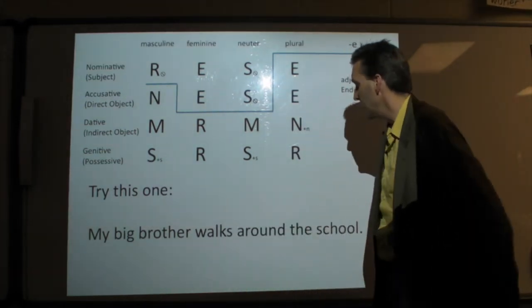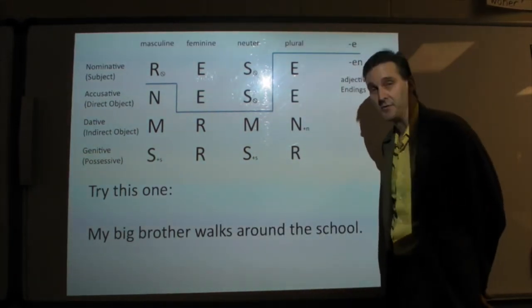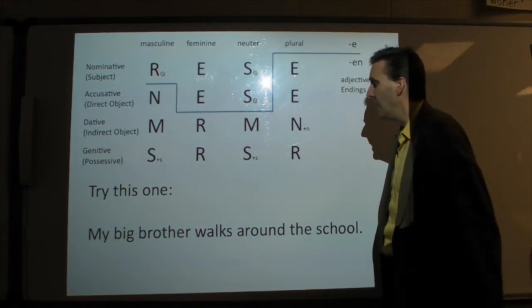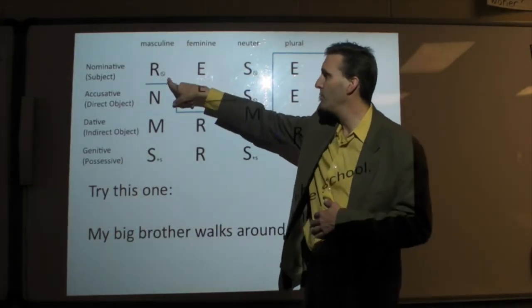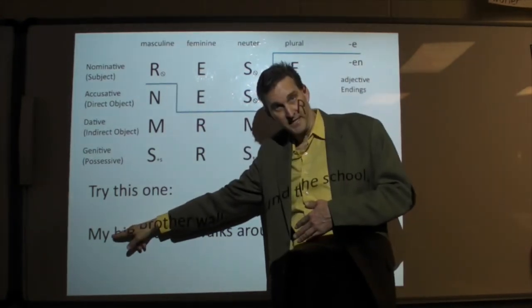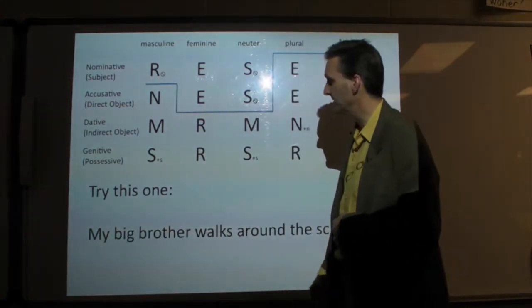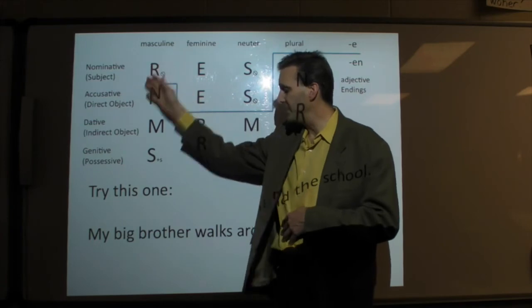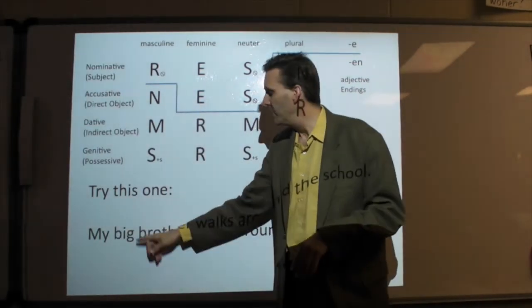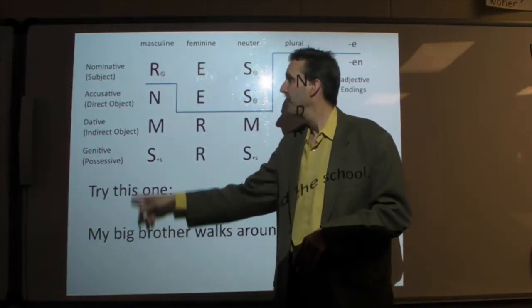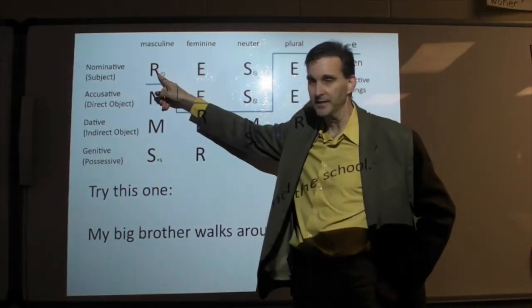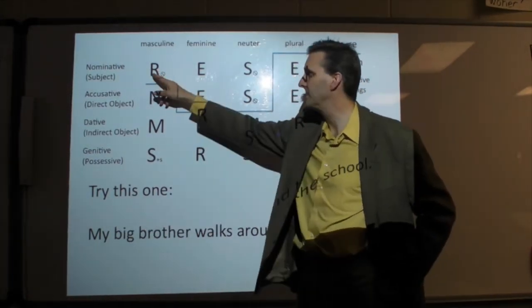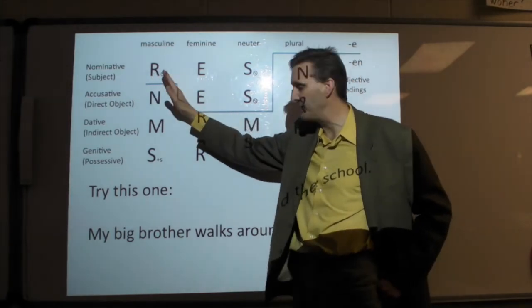Let's try this one. My big brother walks around the school, okay? My big brother is the subject. Brother is masculine. We have an orphan sign. Does mein orphan its endings? Yes, it does. Okay. So no ending, just mein. Okay. But now we have big. We're gonna want to adopt that orphan ending. So großer, mein großer. So orphan and then adopted.